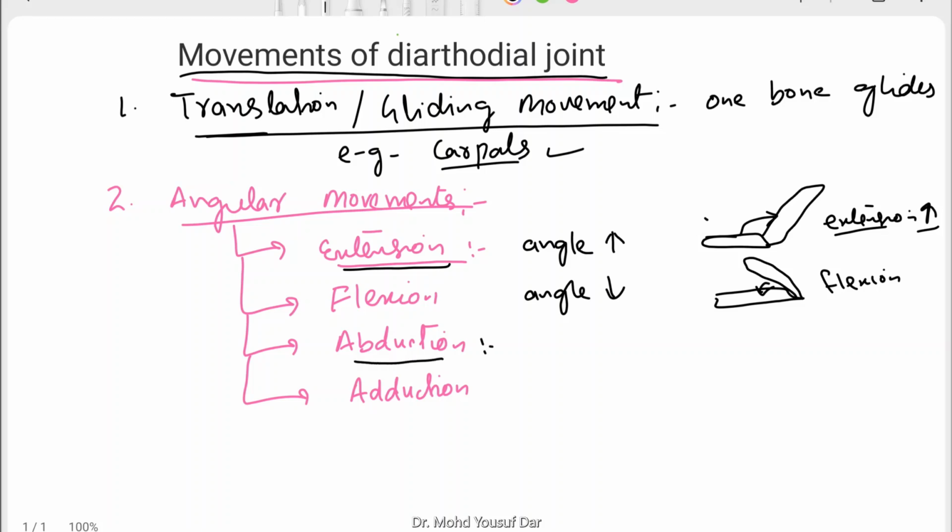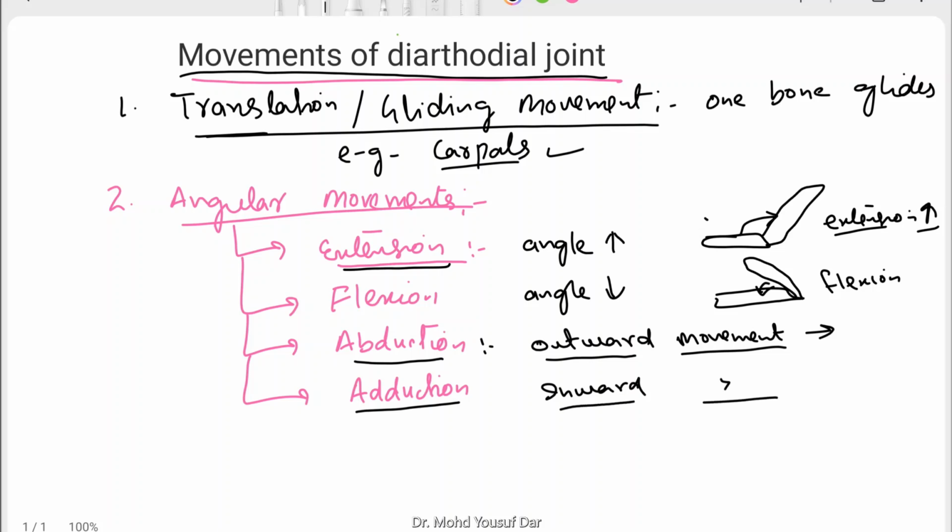Next is abduction. It is the outward movement of one segment of the body from the central axis. So this is the outward movement of one segment from the central axis, that is known as abduction. Adduction is the inward movement of one segment towards the central axis. So this was all about the angular movement.